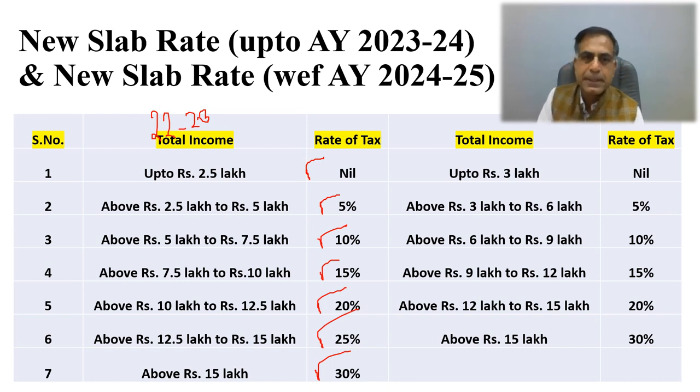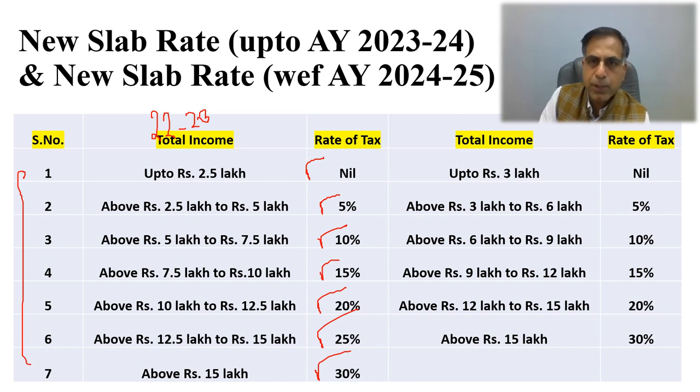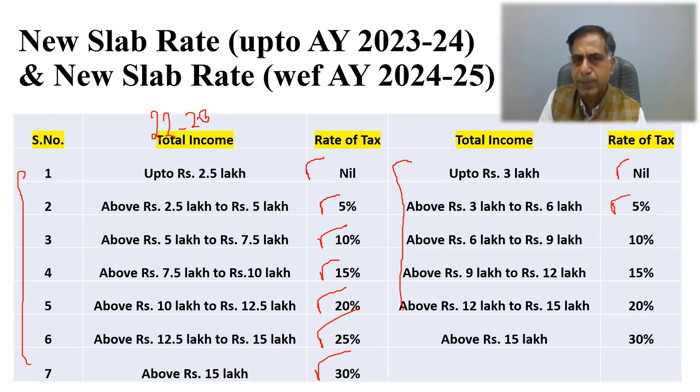Now you see here, these seven different slabs have now been proposed to be reduced to six. What are they? Up to 3 lakh, the tax liability shall be nil. 3 to 6, the tax liability shall be 5%. 6 to 9, it will be 10%. 9 to 12, it will be 15%.